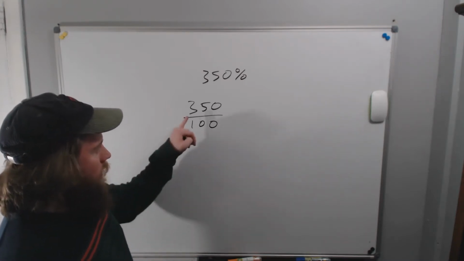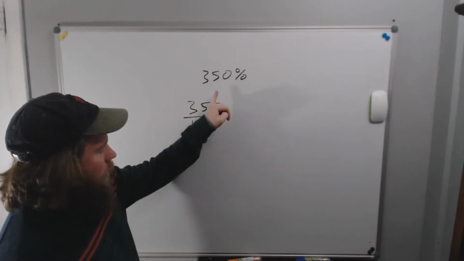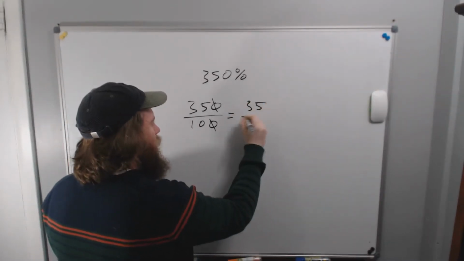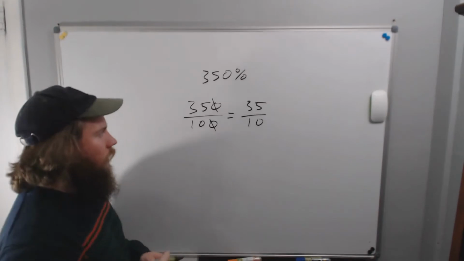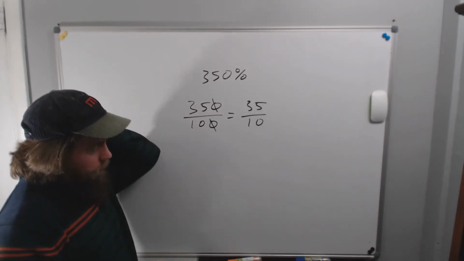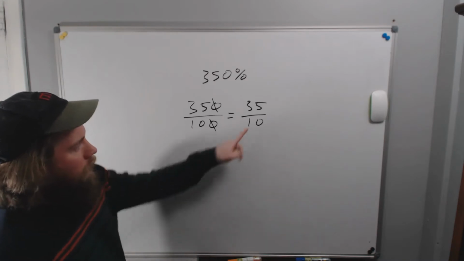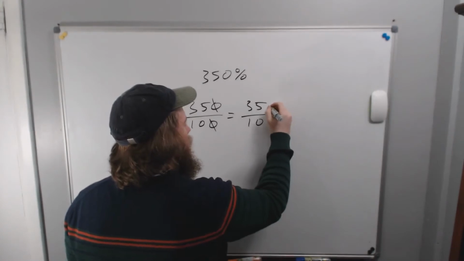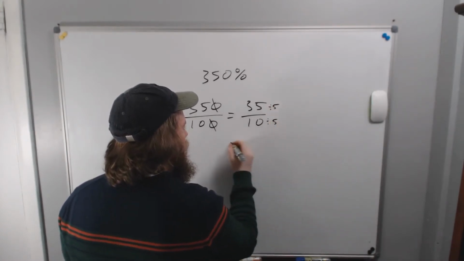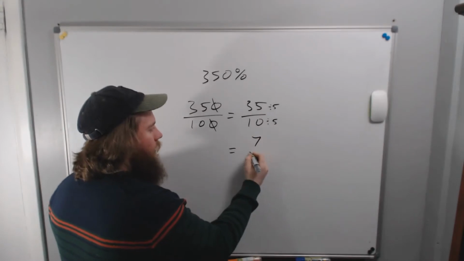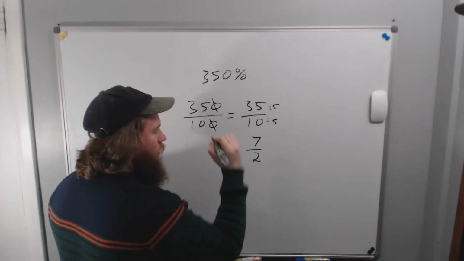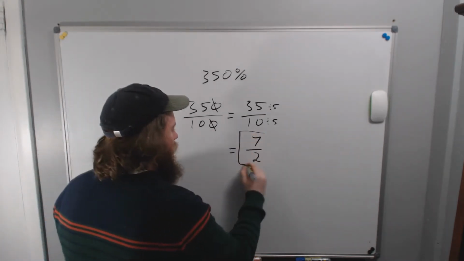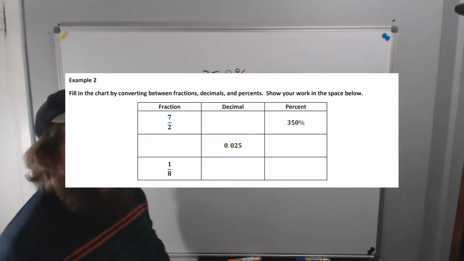The first thing I can see is we have a 350 and a 100. Both have a 0. So they're both divisible by 10, so we can just get rid of that. And we have 35 over 10. Let's see. 35 and a 10, so they're both divisible by 5. Great. Divided by 5, divided by 5. 35 divided by 5 is 7. 10 divided by 5 is 2. And we get 7 halves, or 7 over 2. And that's perfect for your fraction.